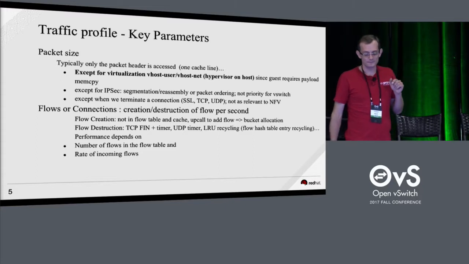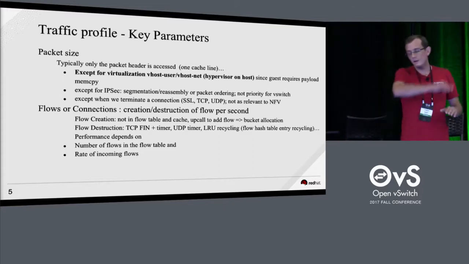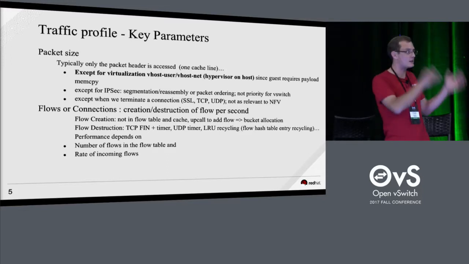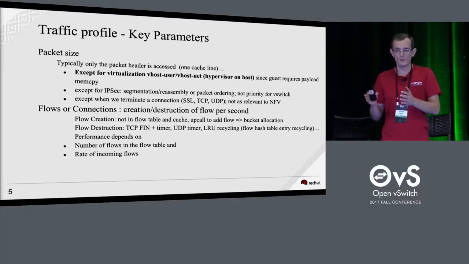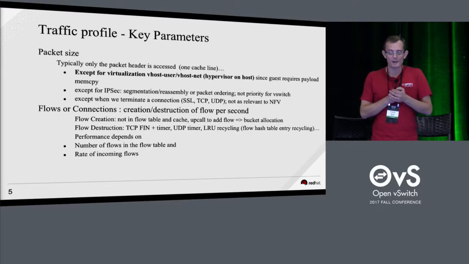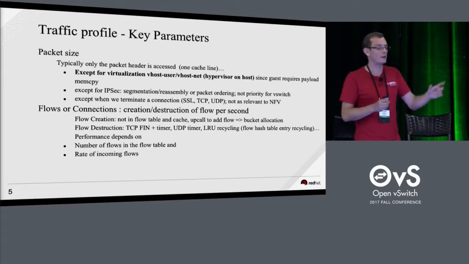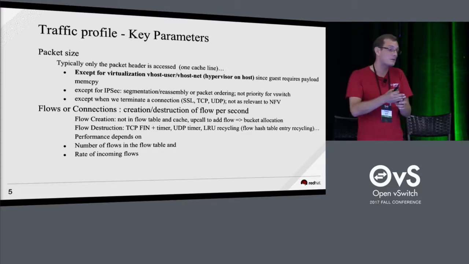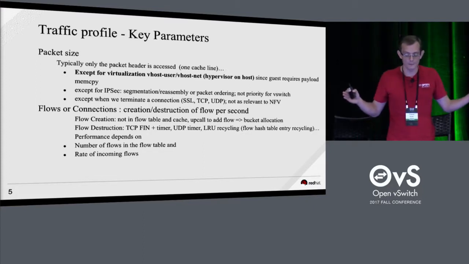Now, we talk about this very complex traffic profile, and most of the time we come up with numbers with packets of 64 and 1500 bytes. Why? Because typically the packet size does not matter, as we just access the header of the packet to know what to do with it, so you don't care if it's a small packet or jumbo.